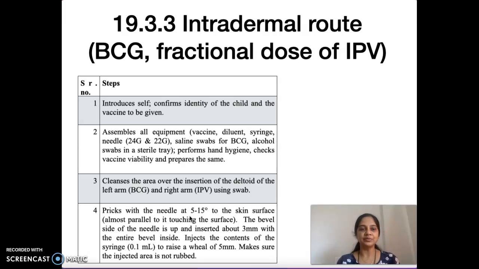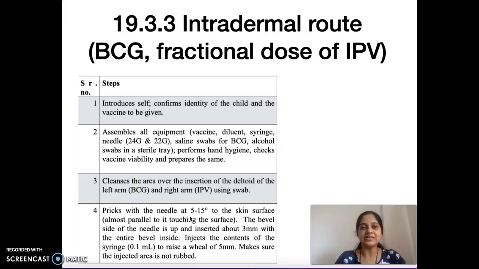Next is intradermal route. The initial few steps of introducing and identifying the vaccine and assembling the equipments required for vaccination are the same as intramuscular route. Here, as we give intradermal injection, the needle used will be smaller gauge compared to the intramuscular route. So 22 gauge or 24 gauge needles are used. BCG and fractional dose of IPV are the two vaccines which are given through intradermal route.